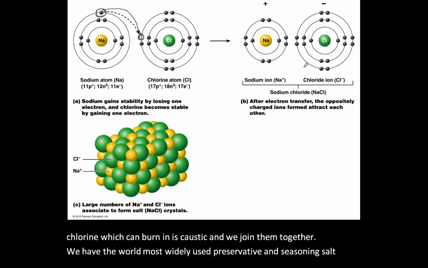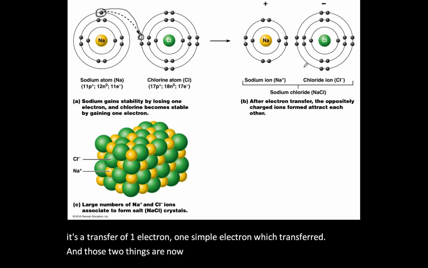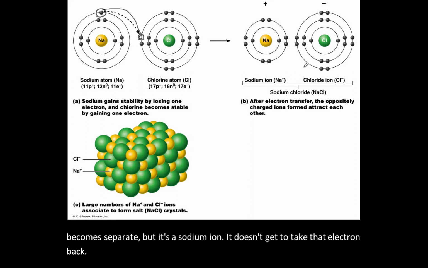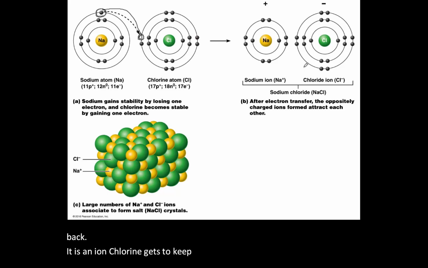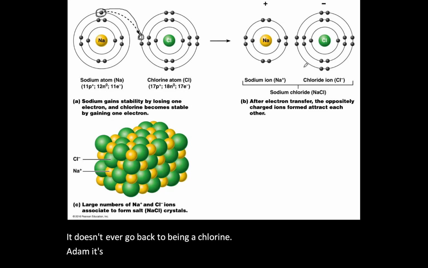Why? It's a transfer of one electron. One simple electron was transferred. And those two things are now stuck together. If you dissolve it, sodium becomes separate, but it's a sodium ion. It doesn't get to take that electron back. Chlorine gets to keep that electron, and so it is a chloride ion. It doesn't ever go back to being a chlorine atom. Sodium doesn't get to go back and be a sodium atom. It is now a sodium ion.